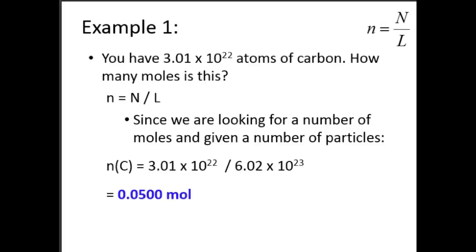So we're going to take our mole equation, N equals N over L, and we're just going to plug in the numbers that they gave us. So they told us that we had 3.01 times 10 to the 22nd atoms. That goes in the capital N spot. And they told us that we had 6.02 times 10 to the 23rd molecules. That goes in the L spot.